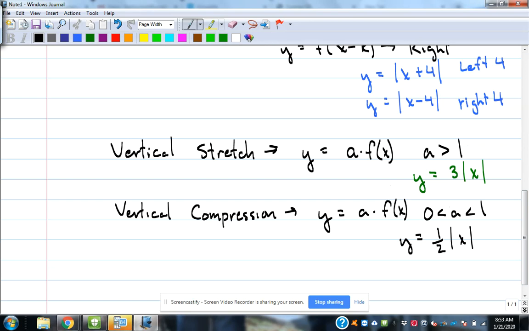That number in the front, if it's a number bigger than 1, it's going to stretch it. If it's a number smaller than 1 but bigger than 0, it's going to compress it, multiplying on the outside.